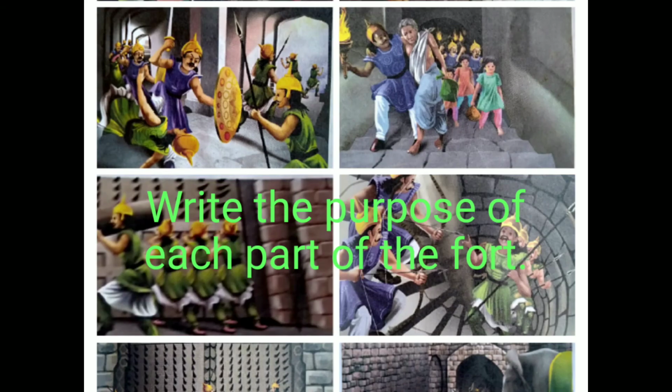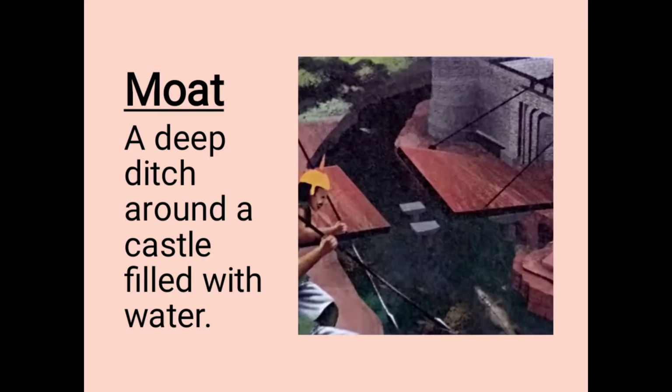Okay, now let me tell you. There is one more question. Can you see? Write the purpose of each part of the fort. Okay. So now what you have to do is, you have to tell the purpose of each part of the fort which is given there. Which is first one? Moat. I'll tell you the purpose of this. It is a deep ditch of water surrounded by the fort or any castle. Fine. Here we are talking about fort, so it is surrounded by fort.